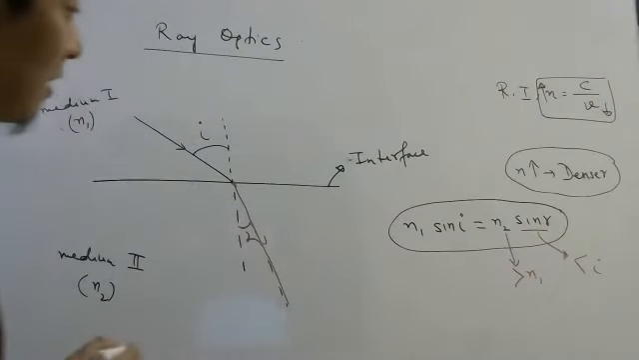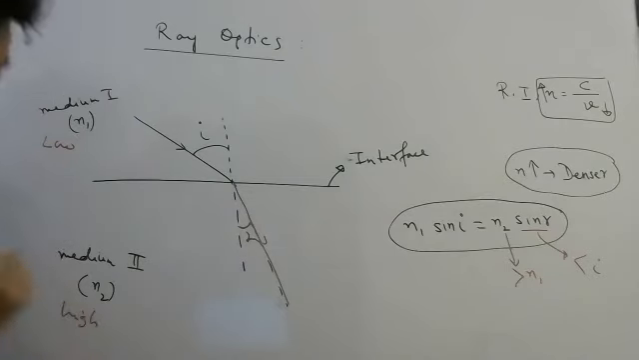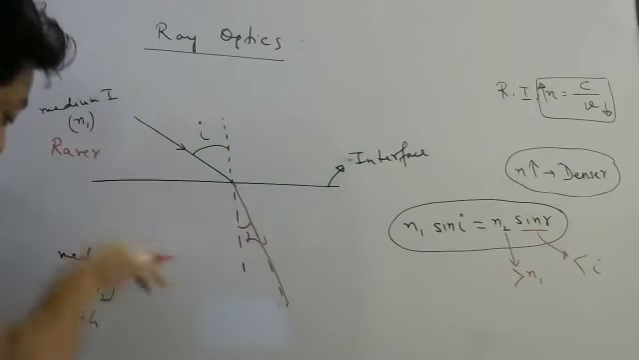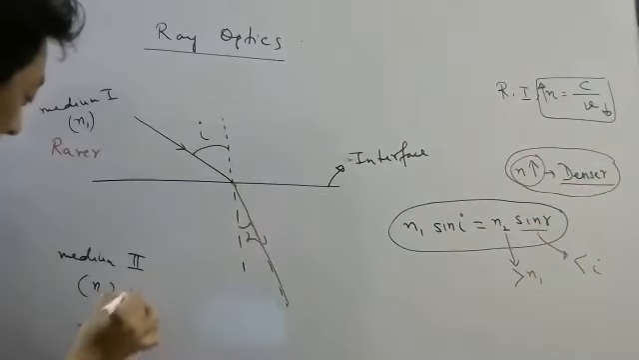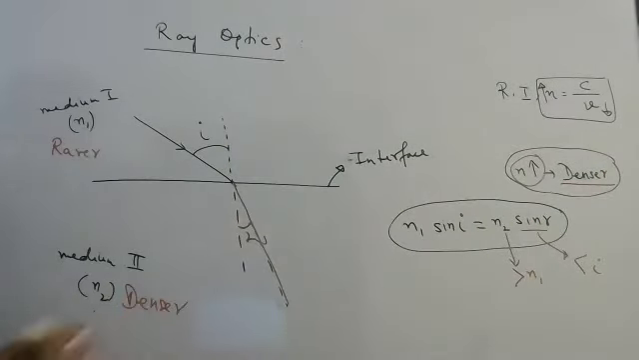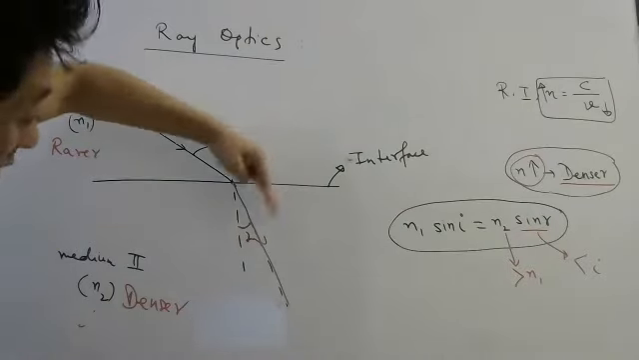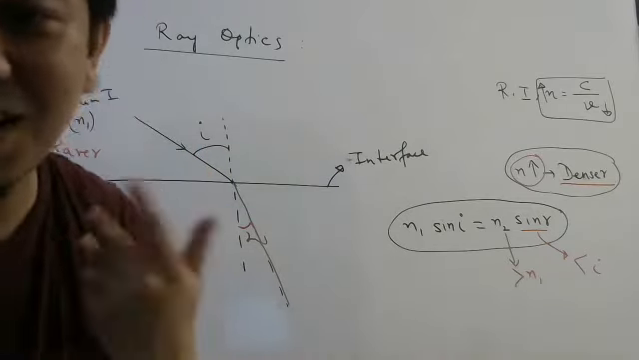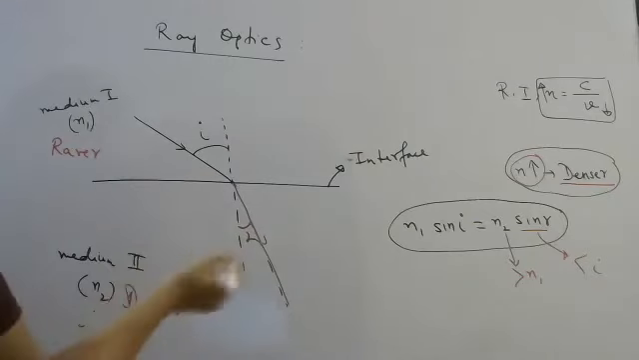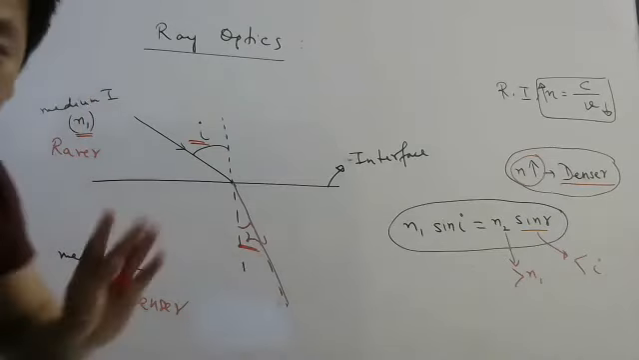So whenever light travels from low refractive index to high refractive index, low refractive index means what I told? Rarer medium. High refractive index, I told you here, see, high refractive index means denser medium. So when light travels from rarer medium to denser medium, it bends towards the normal. That is the main thing you should remember. If you know that, it is very, very easy. Okay, and after that, what you should write? N1 sin i equals to N2 sin r. That is your Snell's law.